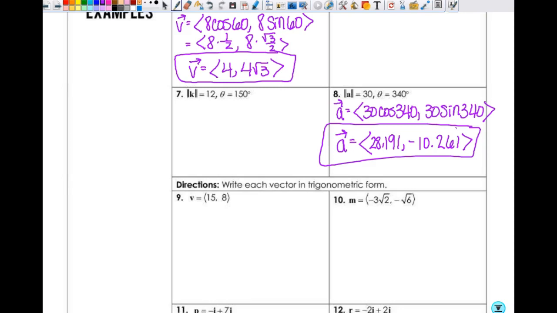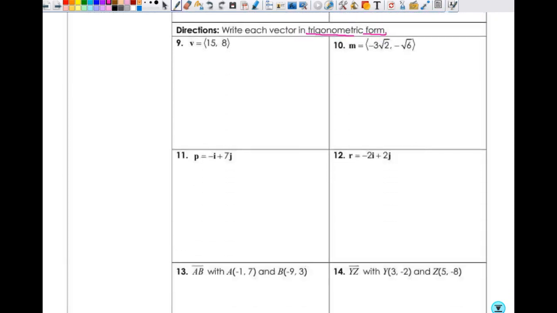And now we're going to go the opposite direction. It says, write each vector in trigonometric form, which means in the end, there's going to be trig left in it. So you need to make sure you know when to stop when you're doing these. So let's start with number 10. In order for me to put it in trig form, I need the magnitude and I need the angle. I have the component form of the vector, right? How do I find the magnitude?